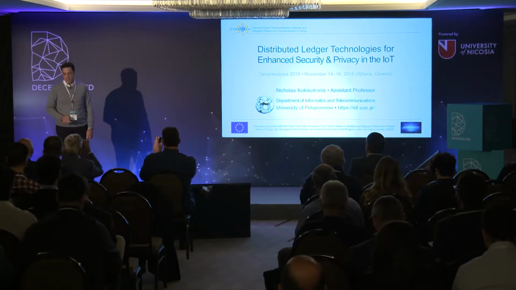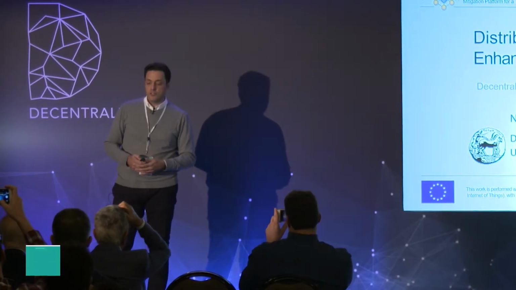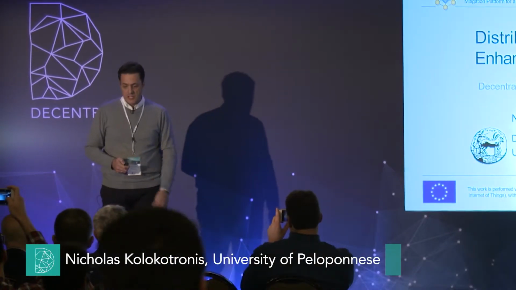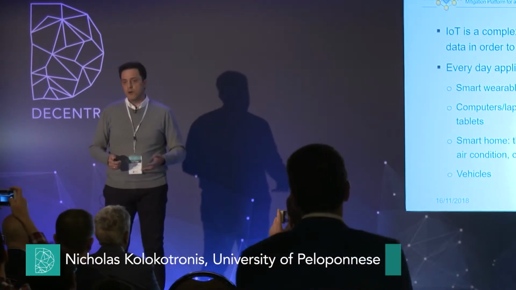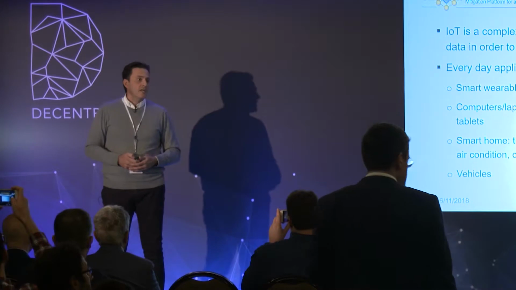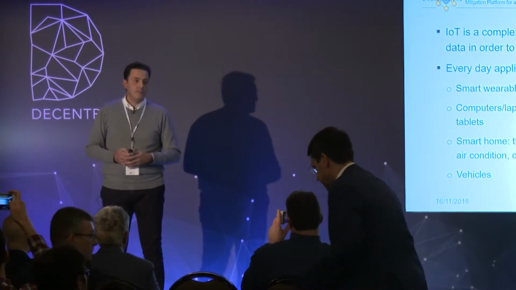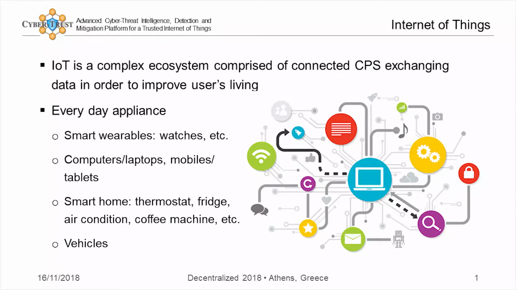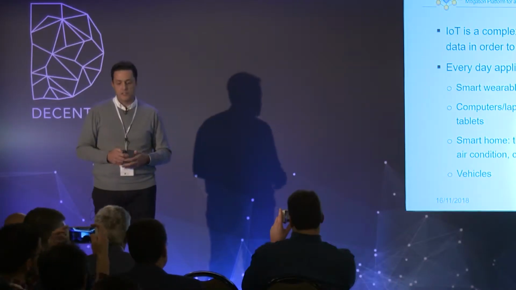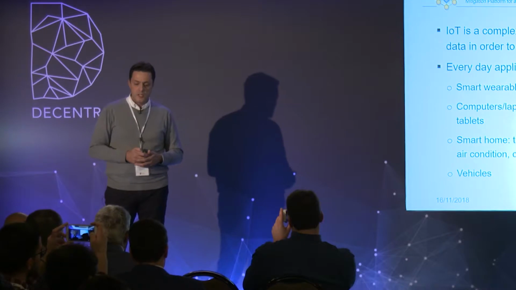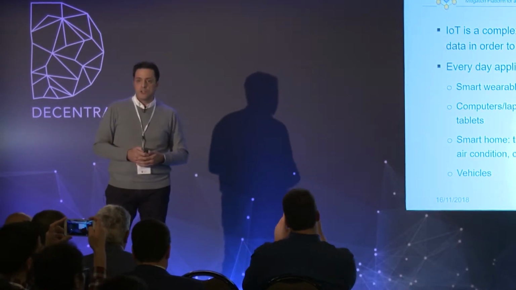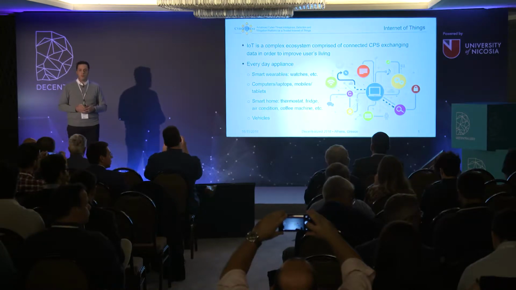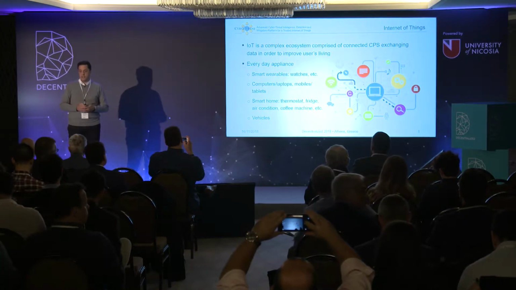So my talk is about trying to figure out ways of enhancing the Internet of Things. We all know that the Internet of Things has a vision of changing our everyday lives, of introducing intelligence to the things, the devices that surround us. And we have so many such devices. Examples are already illustrated in this slide: smart wearables, computers, laptops, smart home appliances. So these devices and appliances belong to many industries and sectors.